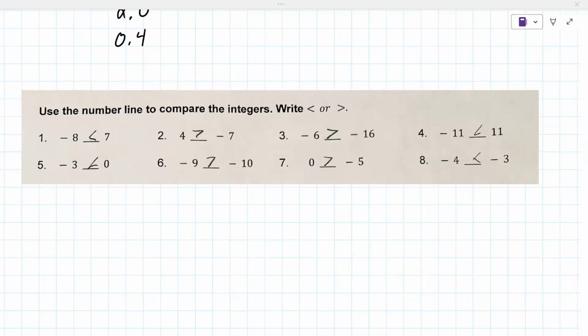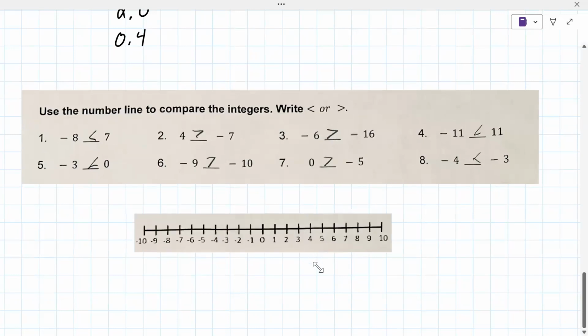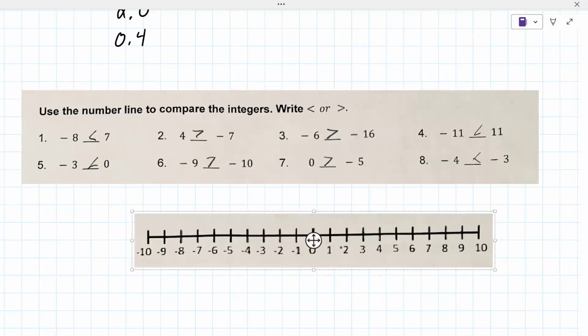You have to be careful with integers, because you can put something down and think you're right. The ones that are more to the left are smaller, and the ones more to the right would be larger, right? Yes. Okay. So I'm looking at your answers here.